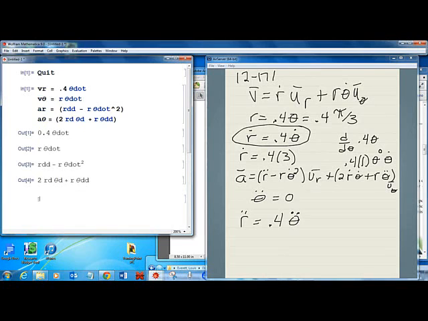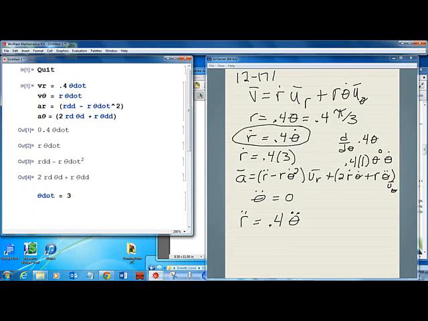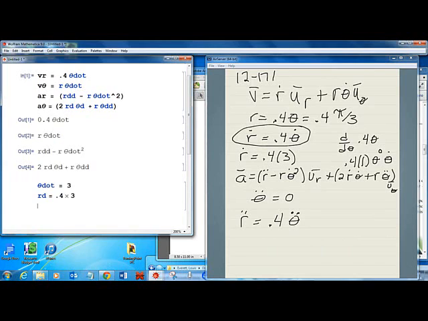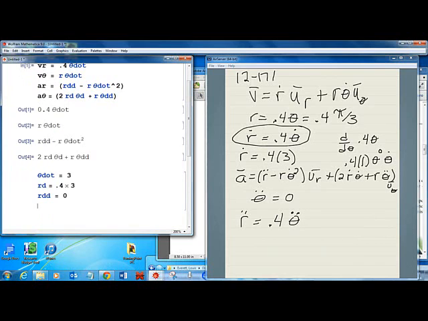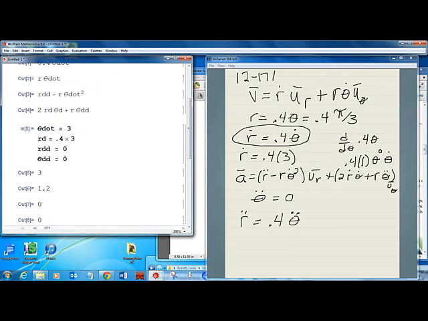Now, what's theta dot? Let's see. Theta dot is 3. What was R dot? RD is what I'm calling it, equals 0.4 times 3. What is R double dot? 0. What is theta double dot? That was 0. I think I got them all. Yeah, you have a question? You named theta dot wrong. Did I?